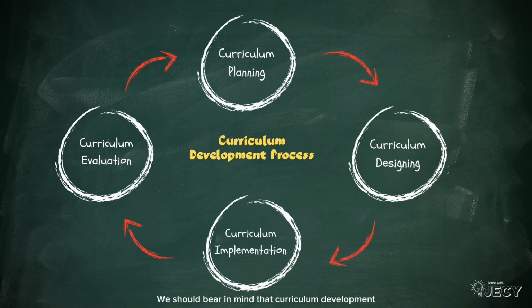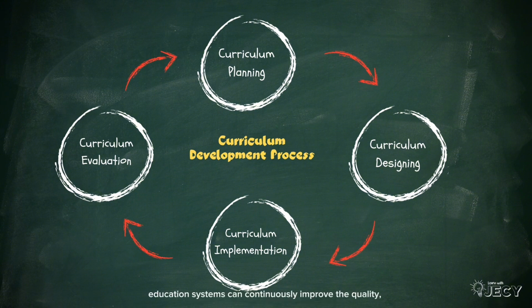We should bear in mind that curriculum development is often considered as a cyclical process. This is because it involves continuous feedback, reflection, and improvement. By embracing a cyclical approach to curriculum development, education systems can continuously improve the quality, relevance, and effectiveness of the curricula. It enables curriculum developers to be responsive to changing needs, incorporate feedback, and create a curriculum that supports meaningful and impactful learning experiences for students.